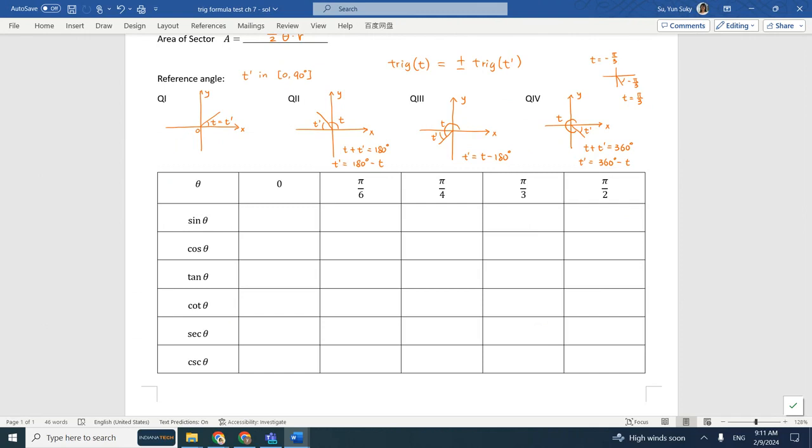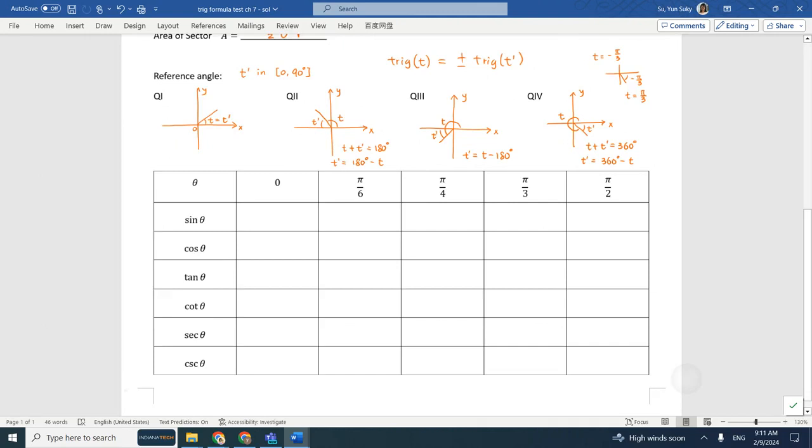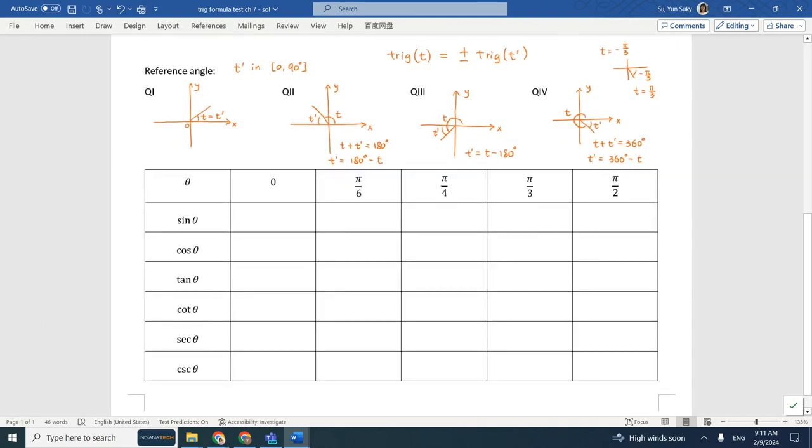If the angle is outside of the range 0 to 2 pi, you add a multiple of 2 pi or subtract a multiple of 2 pi until you get the angle between 0 and 2 pi. Now, this plus or minus depends on the trig function. Okay? Yeah, so you express the trig function in terms of x, y, r, and then you figure out in that quadrant the trig function is positive or negative.